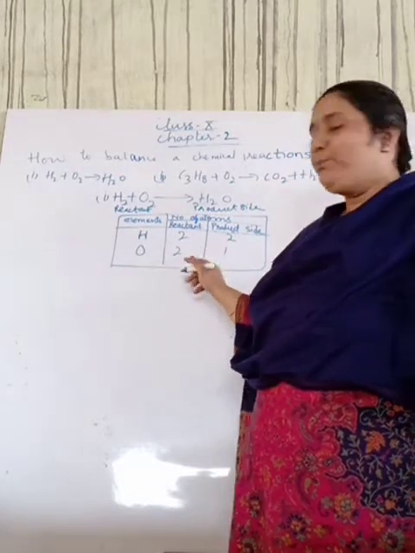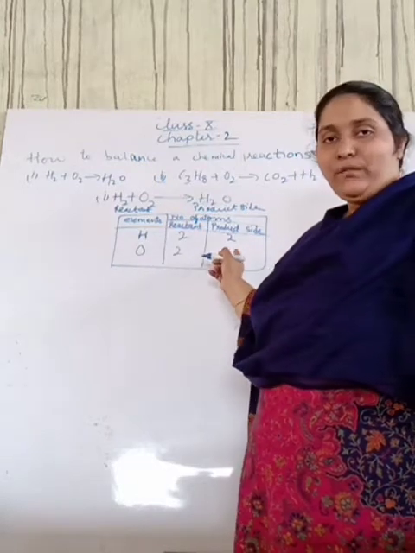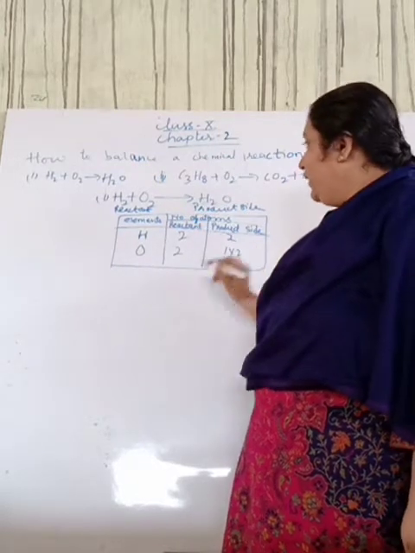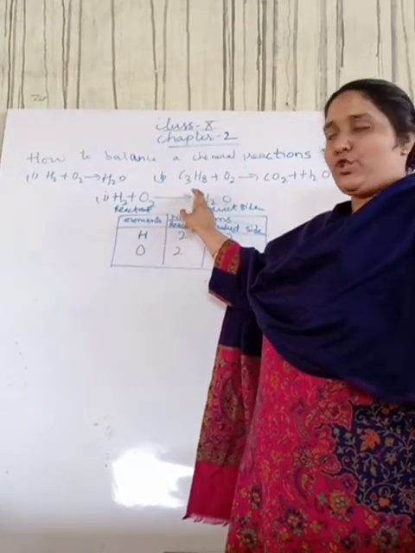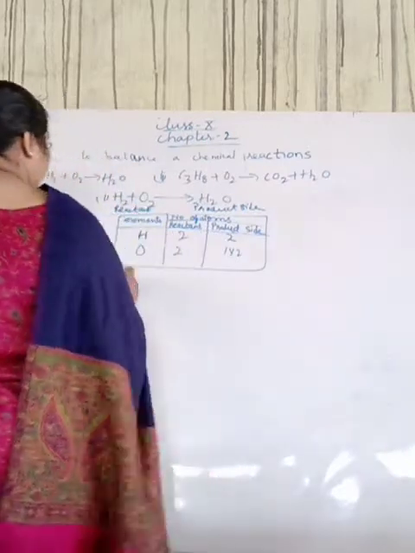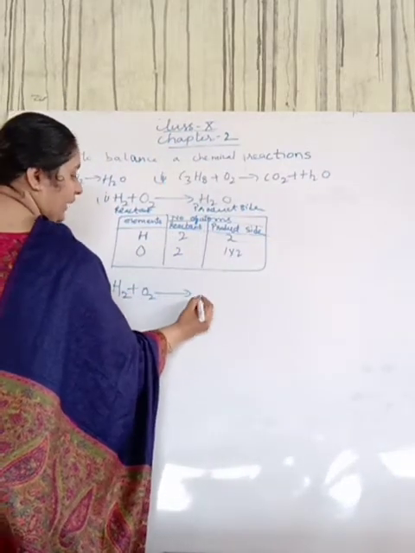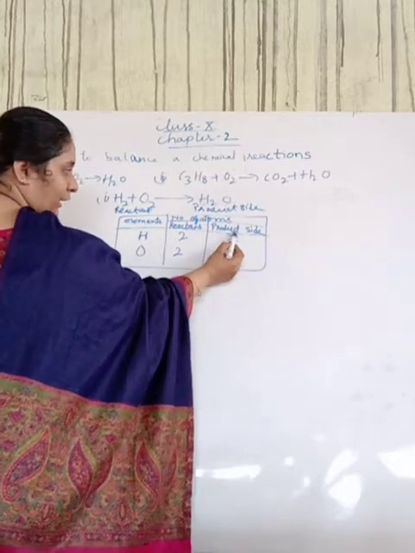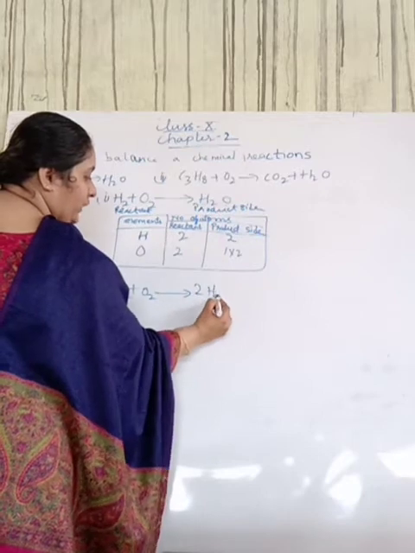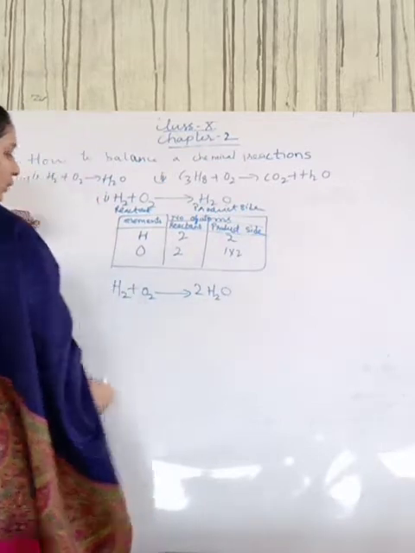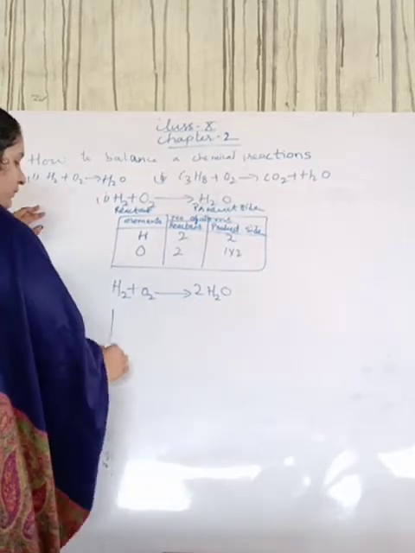So what we should multiply to get 2? What we should multiply by 1? So we should multiply by 2. So in product side you should multiply here with 2. Now see students, H2 plus O2 gives rise to, which side I should multiply now? Product side. So here I should multiply it with 2. So 2H2O.